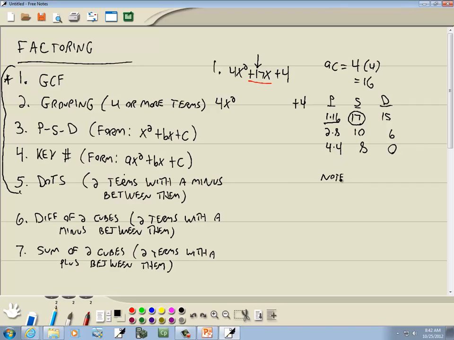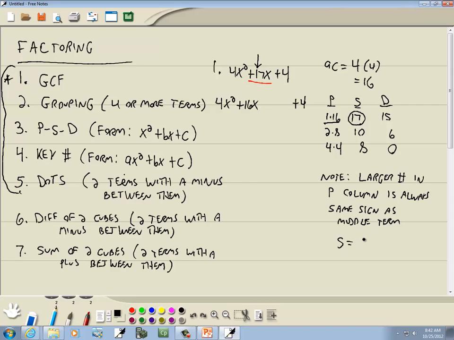Now we have a note that I put down here. Your larger number in the P column that we're using is always the same sign as the middle term. Well, the larger number is the 16, and it's going to be the same sign as the middle term always. So it's going to be a plus 16x.